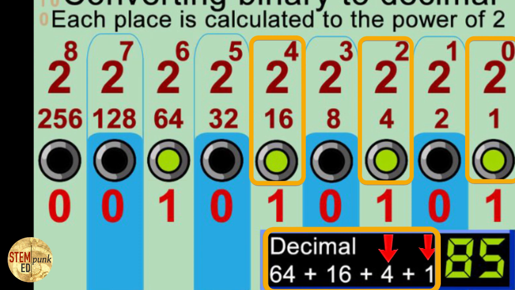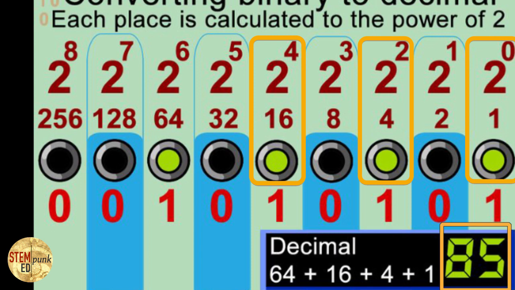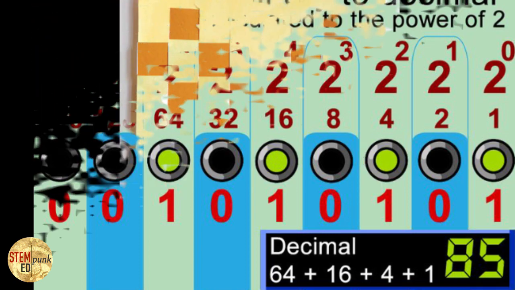1 plus 4 is 5. 5 plus 16 is 21. 21 plus 64 equals 85. The decimal number 85 is the 8-bit binary number 01010101.